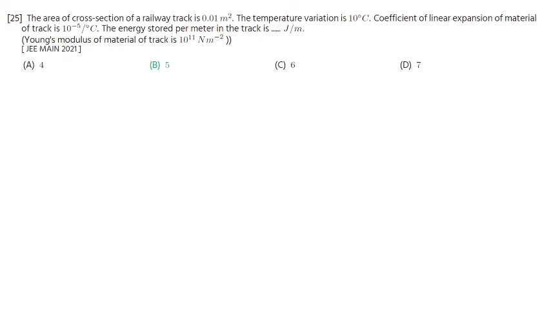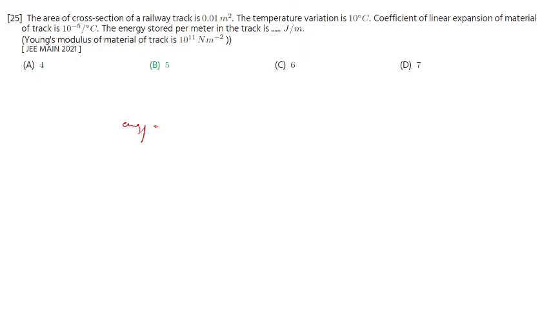Now question number 25. Here the area of cross section of a railway track is given and the temperature variation is 10 degree. The coefficient of linear expansion of the material of the track is 10 power minus 5, that is the alpha value given. The energy stored per meter in the track, they are asking.